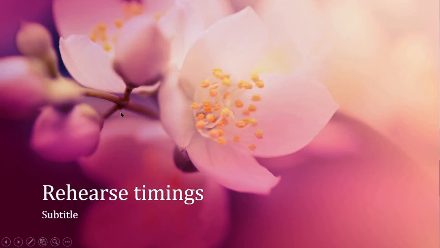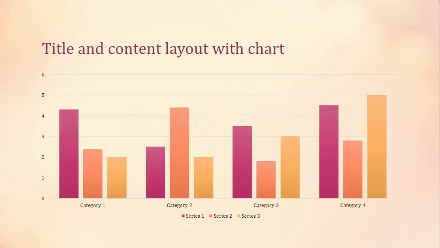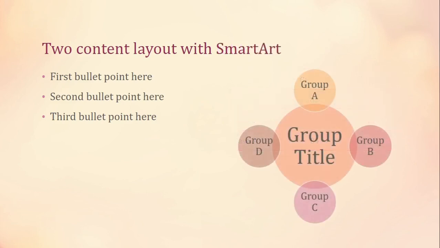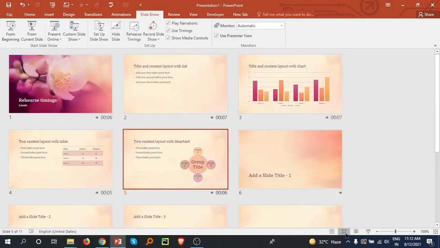Now I am not pressing any space bar or mouse. PowerPoint automatically shifts to the next slide after the timing is complete. So now we are on the second slide, and this is the third slide. This is the fourth, and this is the fifth. So this is how PowerPoint automatically shifts to the next slide after this much time.